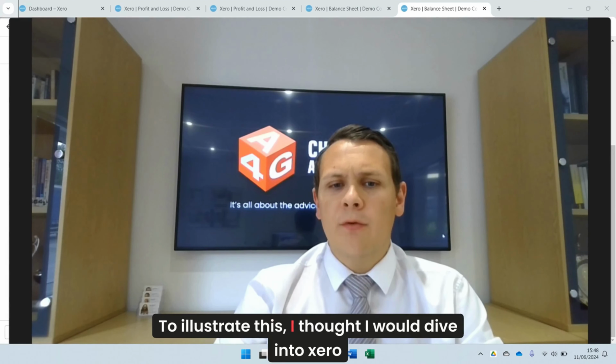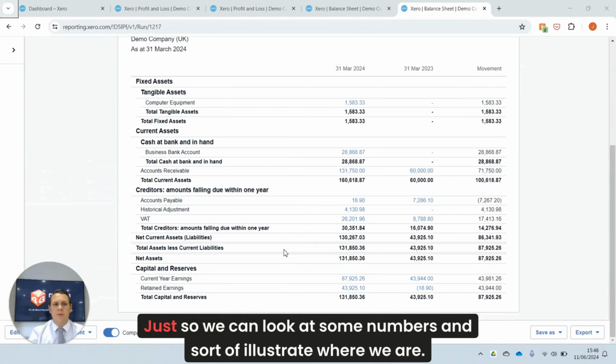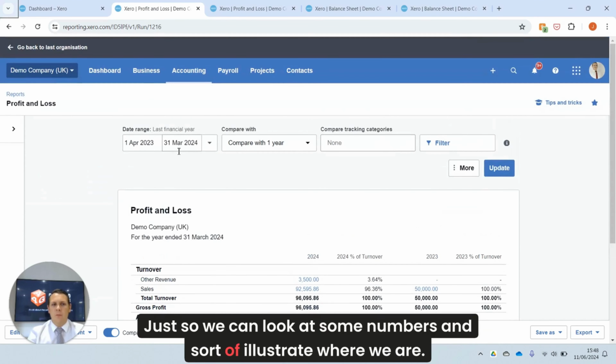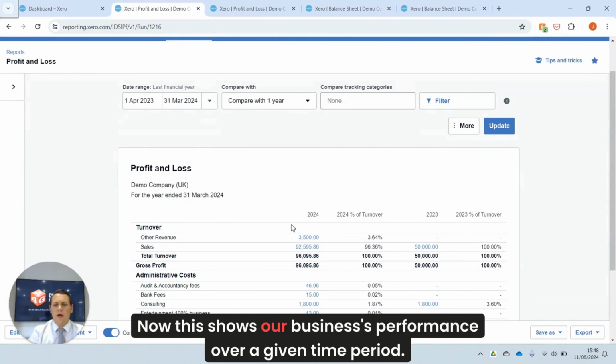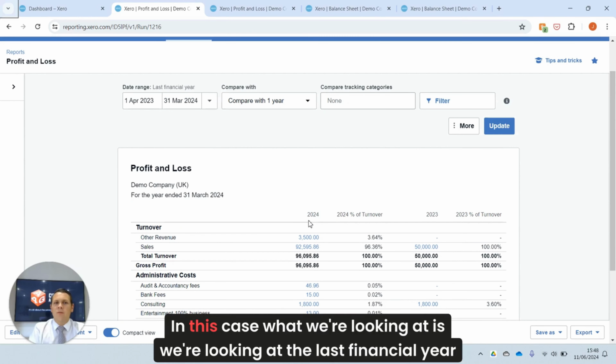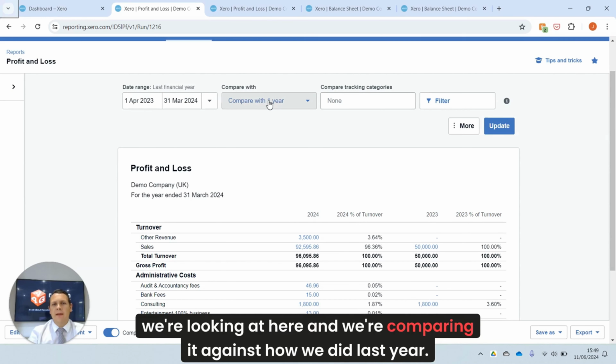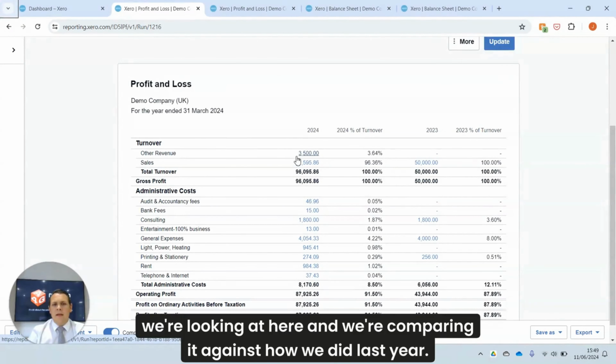To illustrate this, I thought I would dive into Xero just so we can look at some numbers and sort of illustrate where we are. So the first piece of the puzzle is our profit and loss. Now, this shows our business's performance over a given time period. In this case, we're looking at the last financial year, and we're comparing it against how we did last year.